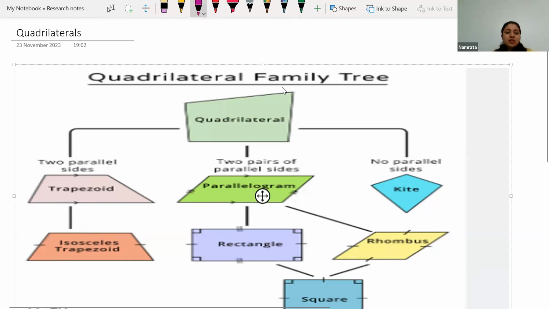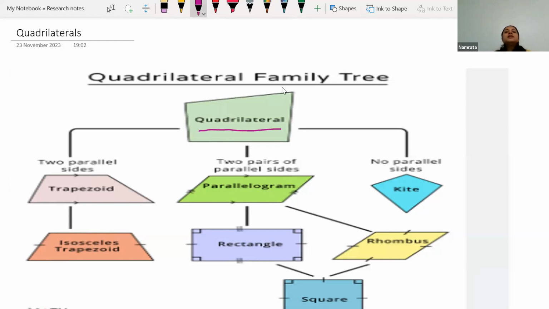The way we say in daily life that a person looks like his or her parents, the features are like the parents, the way of speaking is also like one of the parents. So how human things work is that we take the qualities of our parents and of our grandparents. Similarly, here the first member, or the eldest member, of this family tree is the quadrilateral.